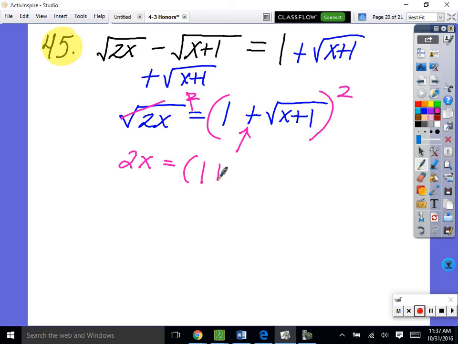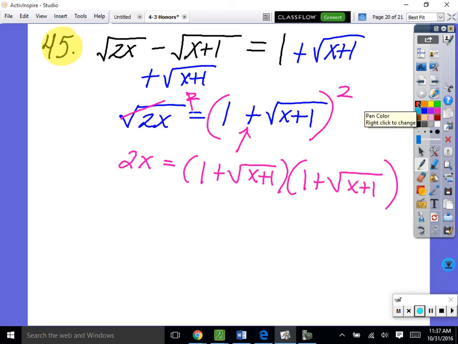Okay, so we would have to write it out as 1 plus the square root of x plus 1 times 1 plus the square root of x plus 1. And now we'll double distribute and combine like terms here. So I probably should have brought that over because that would have been much smaller. You know what I mean? Multiplying out the square root of 2x. But since I'm this far, let's just keep going with it.